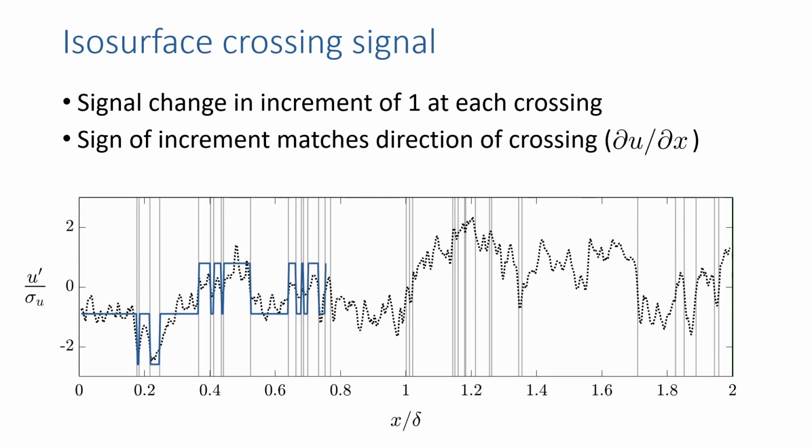Now we would like to see how this crossing behavior translates to the structure function. To do this, we will create a simplified signal based on the crossing positions, where the signal is constant between the crossings and then changes in increments of 1, as shown in this animation here.